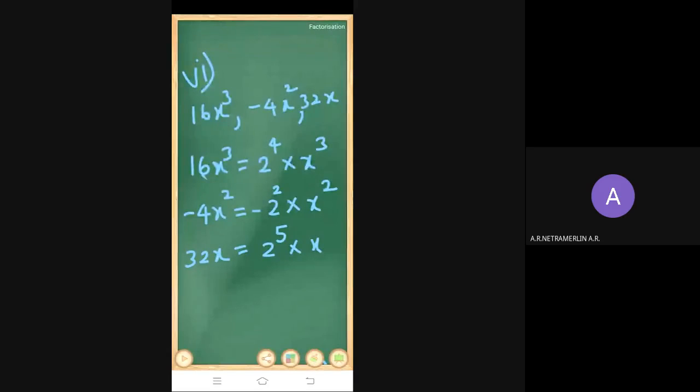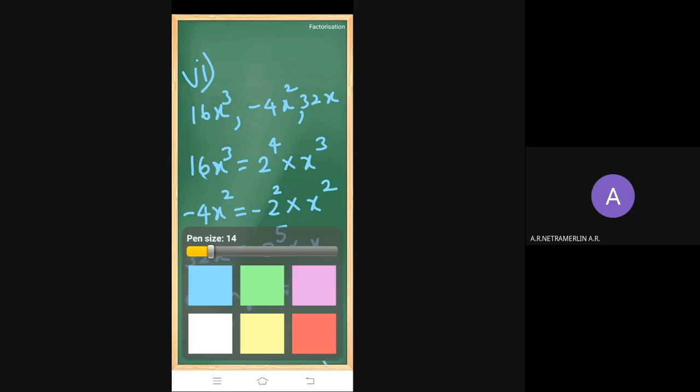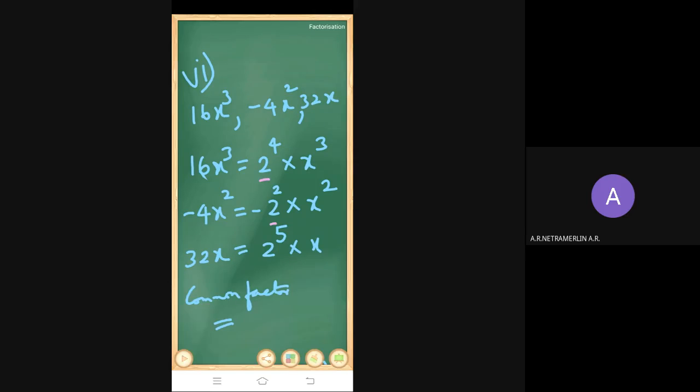So now what is the common factor? See here, minus is not common in all the three, so leave out the minus. Now which is common in all the three? Next number 2, the least power is 2 square. X is common and the lowest power of x is power 1. So what is the answer? 2 square is 4. 4 into x is 4x. So 4x will be the answer.